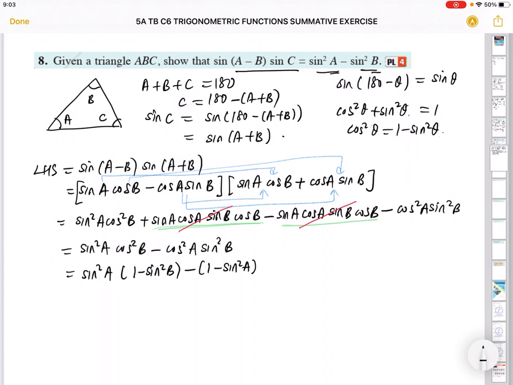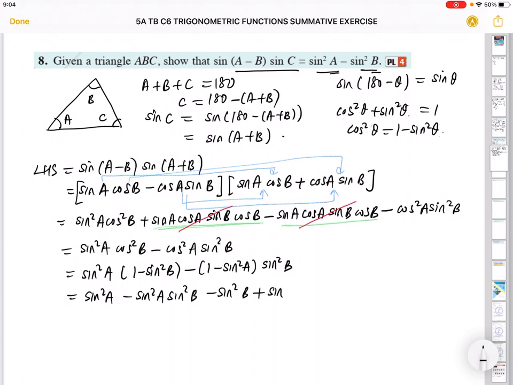Yeah, a bit weird, but it's okay. Right. So now let us just expand. This will be sine square A minus sine square A sine square B minus sine square B plus minus plus sine square A sine square B. Alright, again you can see that these two are the same.